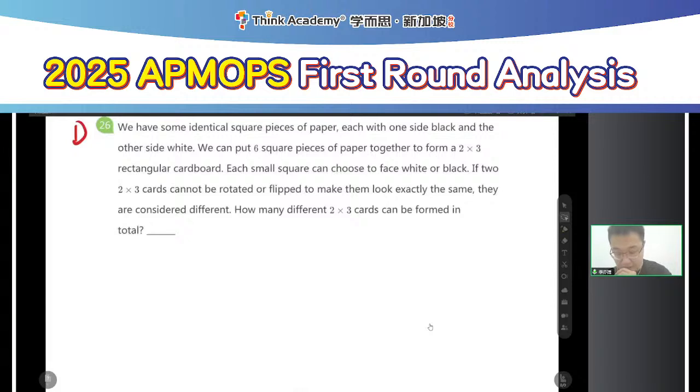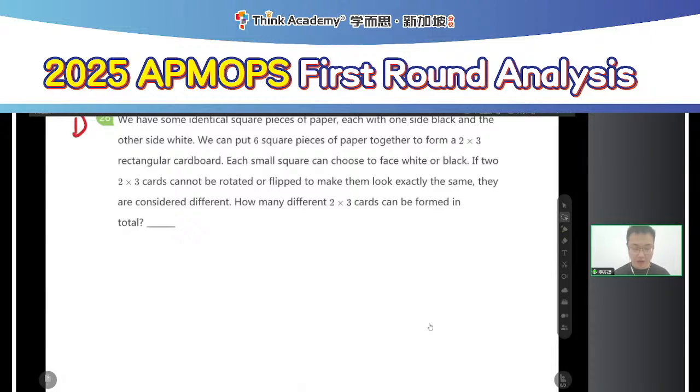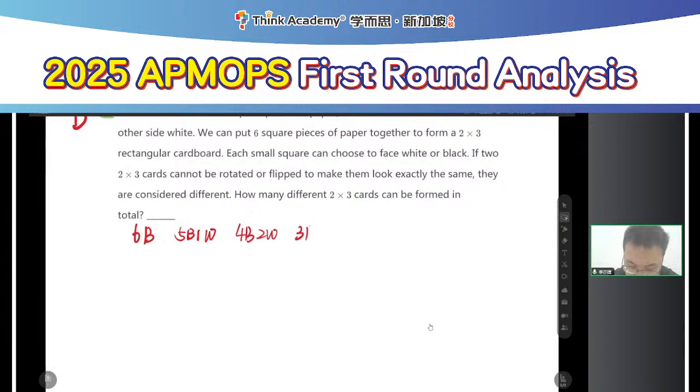So now it says that we have 2 times 3 cards, and one face is white and one face is black. How many different ways are there to make a rectangle? If it is rotated or flipped to be the same structure, it should count as the same. So now we have 6 grids. There could be all 6 black, or 5 black 1 white, or 4 black 2 white, or maybe 3 black 3 white.